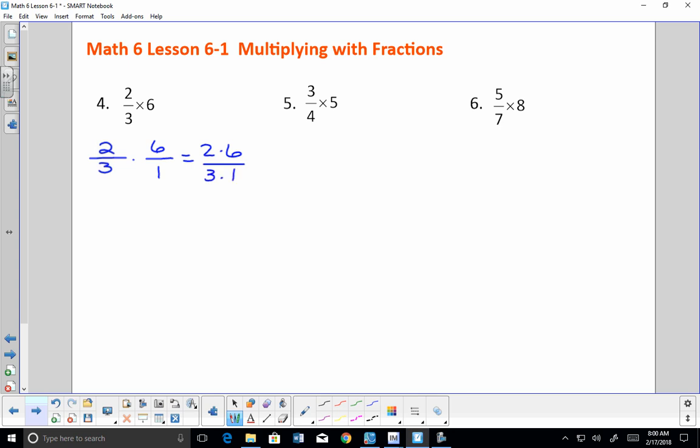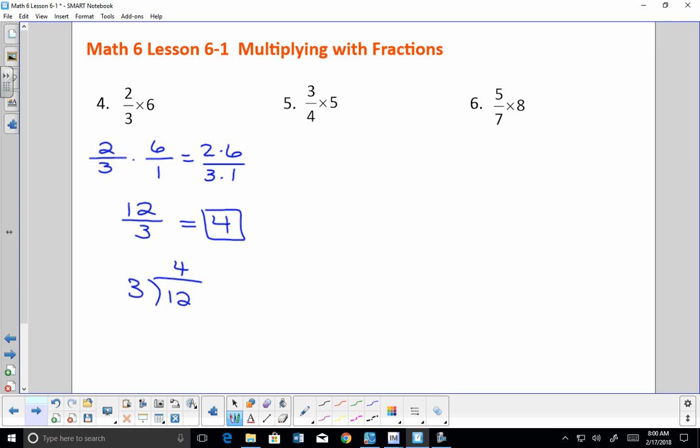2 times 6 is 12. 3 times 1 is 3. I know that 3 will divide into 12 4 times. So my final answer here is 4. Now I don't have to put it as 4 over 1 because it's my final answer and I'm simplifying it, and 4 over 1 and 4 mean exactly the same thing.